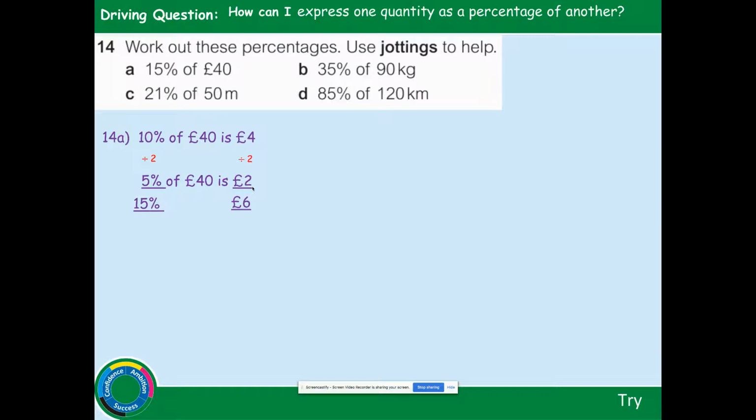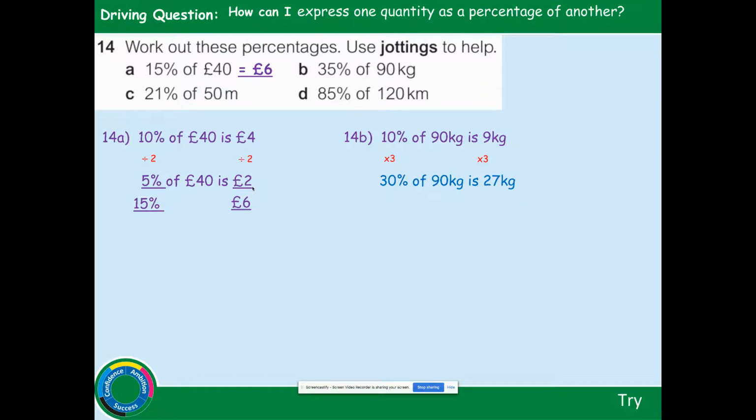Okay, so 35% of 90. First of all, we're going to find 10%. Divide by 10, 1 0, so one place. That 90 kilograms becomes 9 kilograms. That's our 10%. We want 30. So if I multiply 10 by 3, I'll get 30. But I have to multiply my 9 by 3 then, so I'll get 27 kilograms.